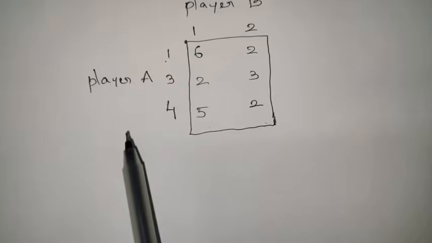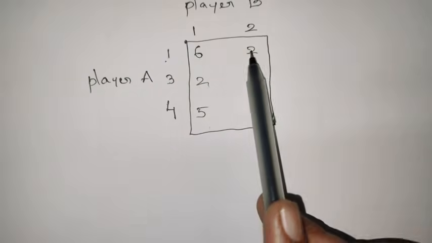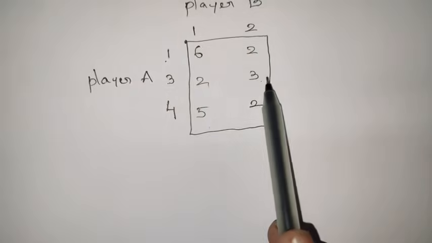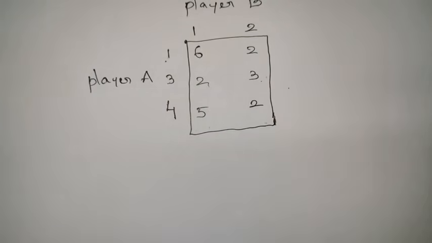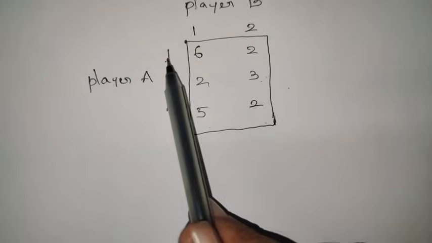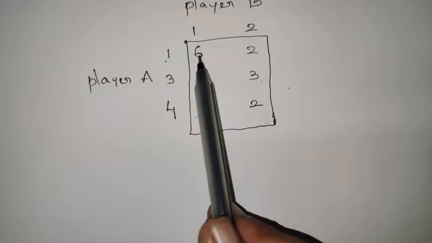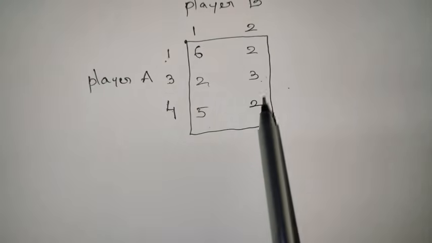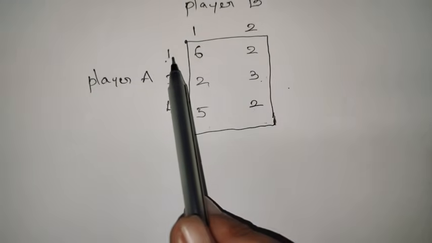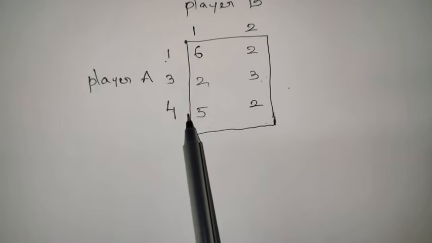What is the row dominance? Take rows 1, 3. Then compare 6, 2. First strategy is higher. 2, 3. Third strategy is higher. So none of the rows is dominating another one. Not a possible combination. Then take strategies 1, 4. Then compare the values. 6, 5. First strategy is higher. 2, 2. Both are equal. So here the first strategy is completely dominating the fourth strategy.